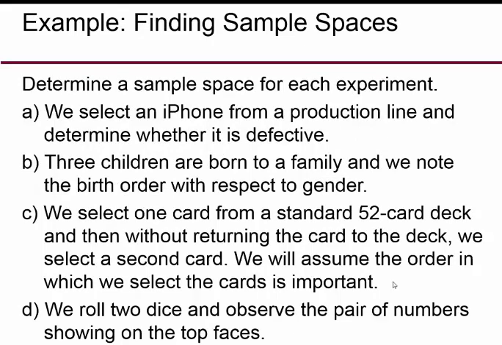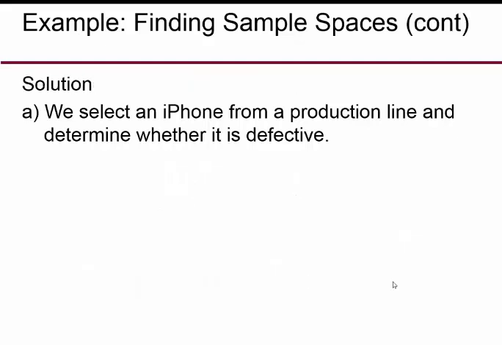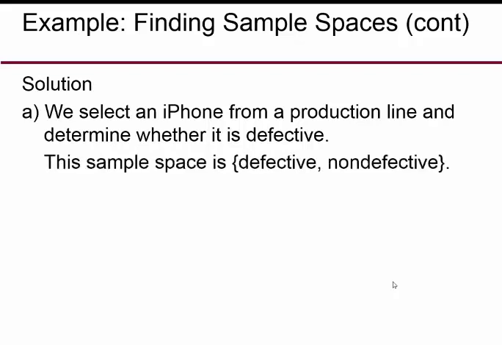We select an iPhone from a production line and determine whether it is defective. Three children are born to a family, and we note the birth order with respect to gender. We select one card from a standard 52 card deck, and then without returning the card to the deck, we select a second card. We're going to make the assumption the order in which we select the cards is important. And then we roll 2 dice and observe the pair of numbers showing on the top faces. So for the iPhone, the sample space is that it's either defective or non-defective. Those are the only 2 possible outcomes.